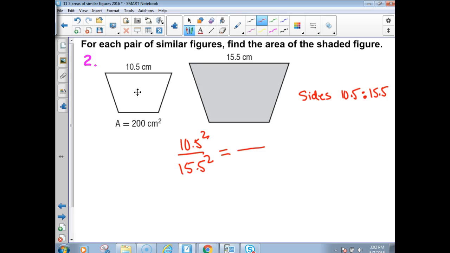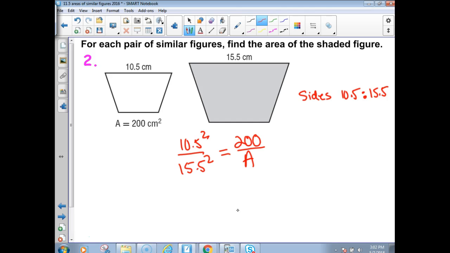The first figure. The area of the first figure is 200. It has to go on the top. Area of the second figure would be on the bottom. Is there any confusion as to why it has to be 200 over A? I mean, we did a lot of similarity problems before. All right.